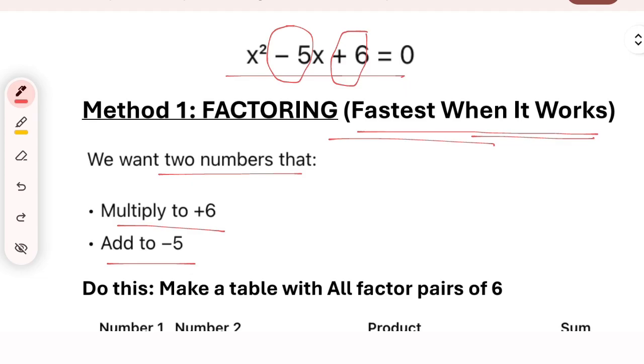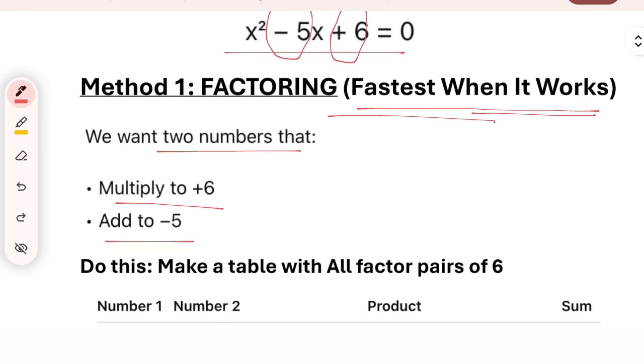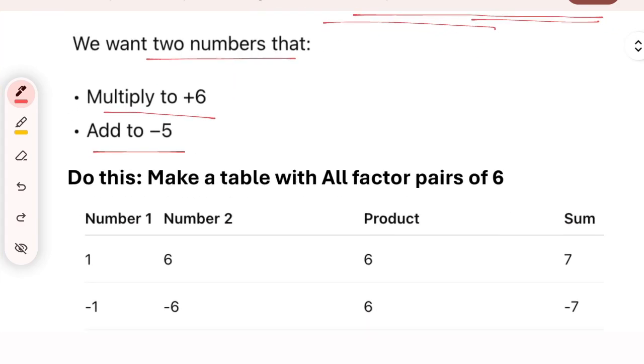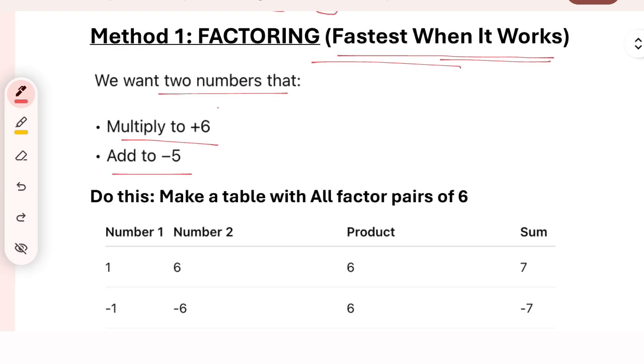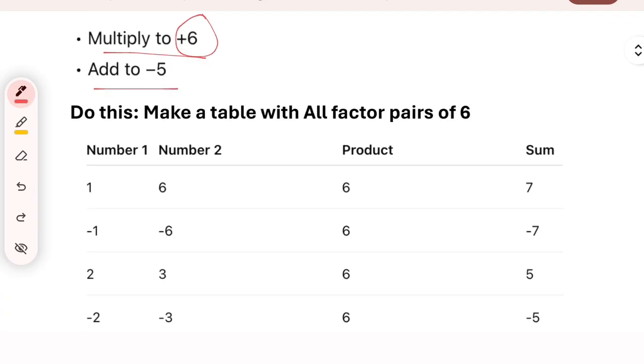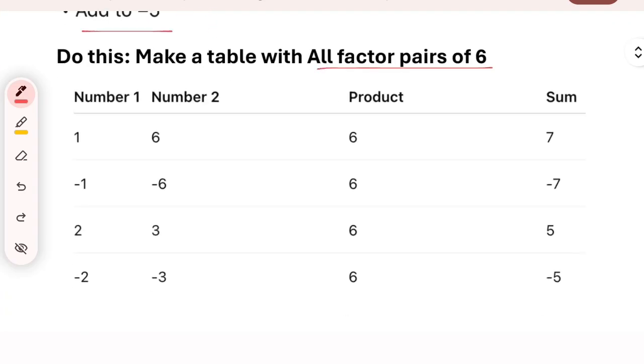Now, in this case, I would recommend that you prepare a table. And in the table, you list all the pairs that when you multiply would result to a positive 6. So here is a table with all the factor pairs of positive 6. In the first column is the first number. The second column is the second number. And look at them, number 1 and number 2.